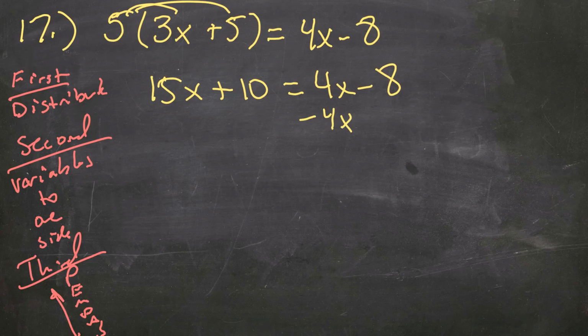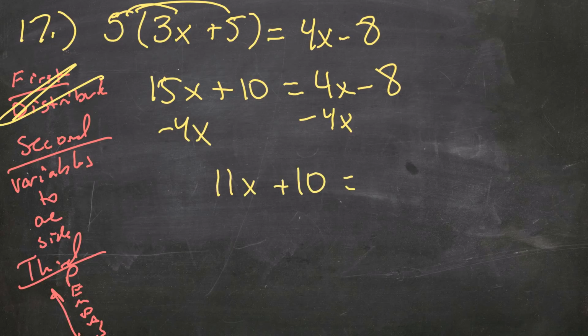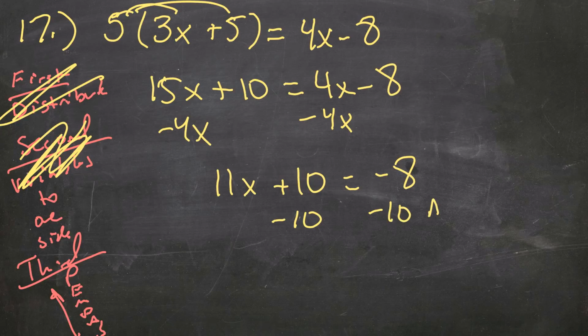Subtract 4x from both sides because there's step 1's done. Now I'm doing step 2. And 4x is smaller than 15x. I get 11x plus 10 equals negative 8. Look, I moved all the variables to one side. Now I just do PEMDAS backwards. Minus 10 from both sides. That's my subtraction property of equality.